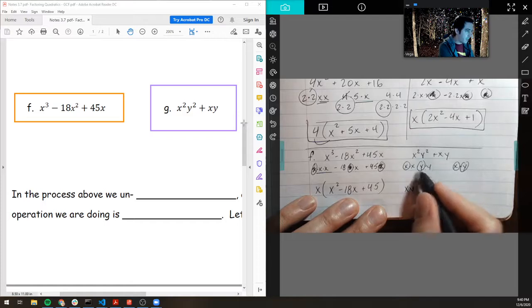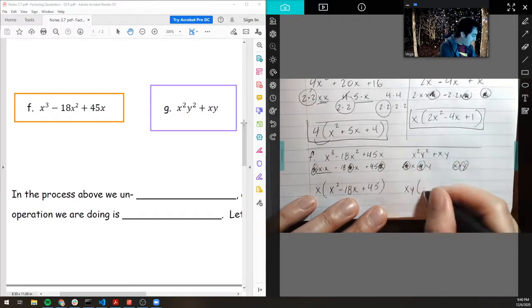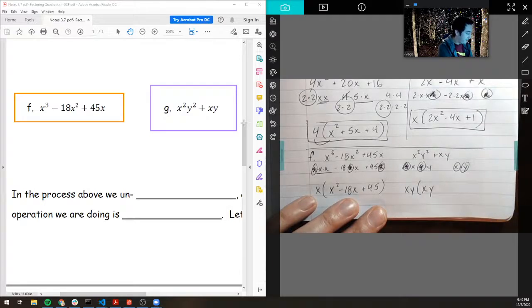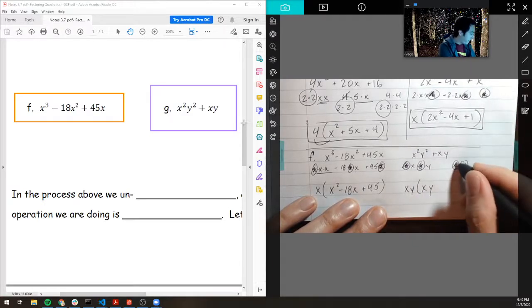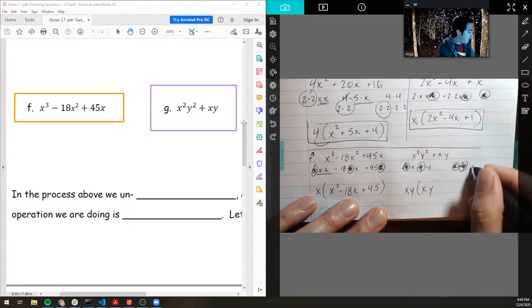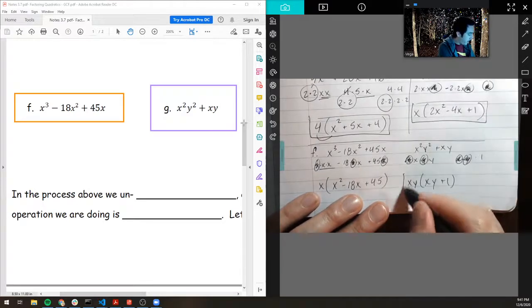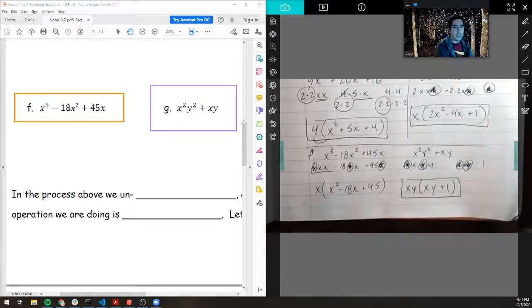If I take out the xy from x squared y squared, I'm just left with xy. If I take out the xy from xy, I'm left with nothing again. So really, that could be xy times 1. So you're really left with just the 1 there. So when you factor it out, it's xy times xy plus 1.